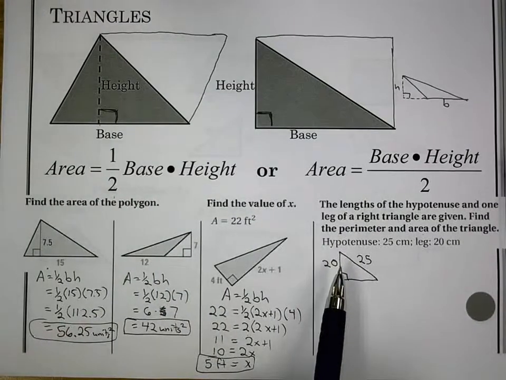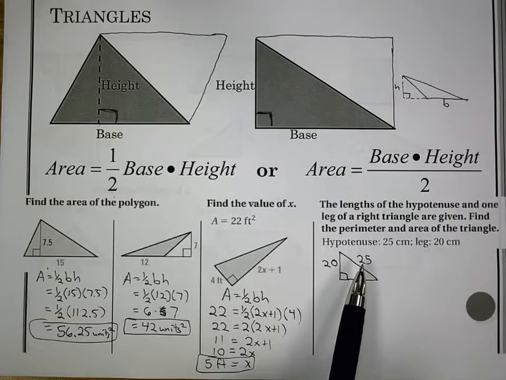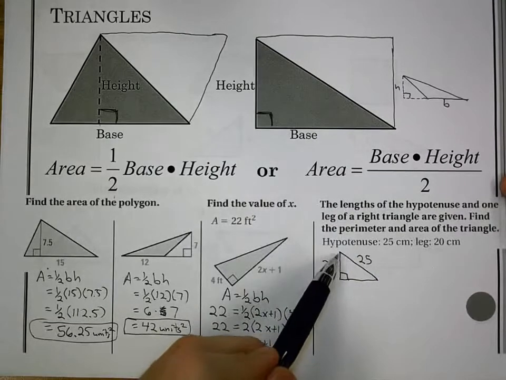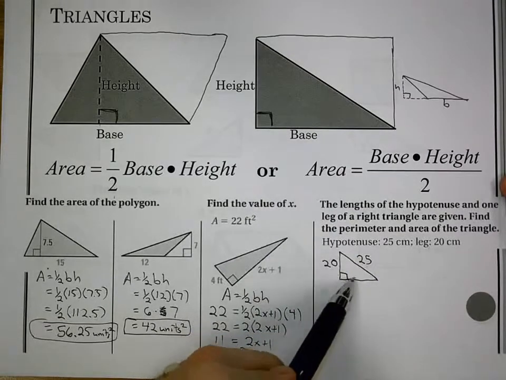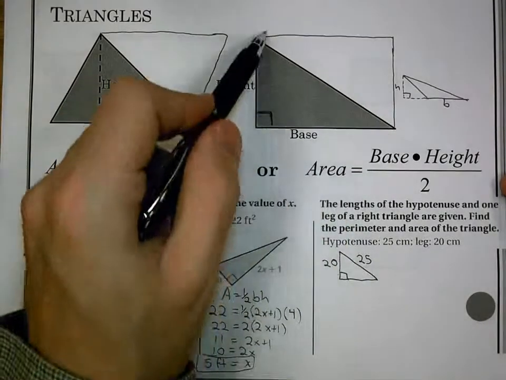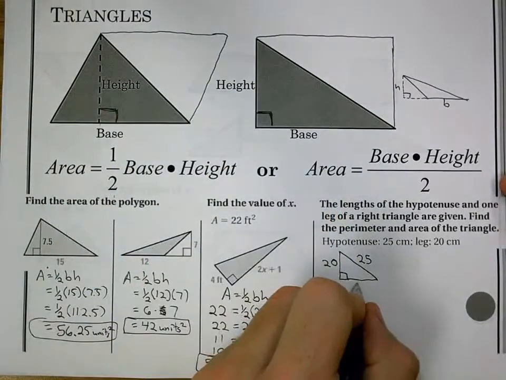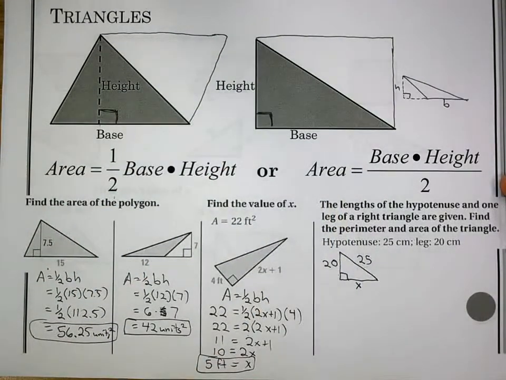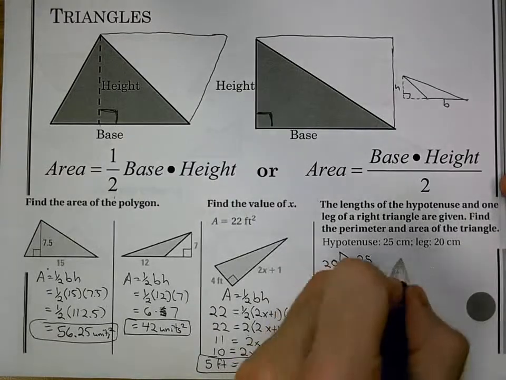We can ask ourselves the quick question, are these two values perpendicular to each other? They're not, so we're not going to use them. We also see that this would be a height and this would be a base. That 25 is the hypotenuse. We're not going to use that. It's like you're looking at this example up here. So we have to solve for, let's just call that x. Once we have that value, we can find the perimeter by adding all the sides, and we could find the area by multiplying that times 20 and dividing by 2.